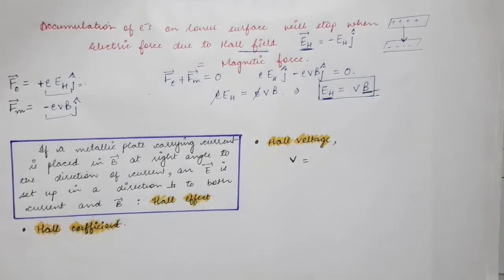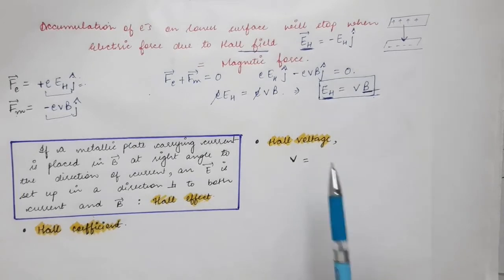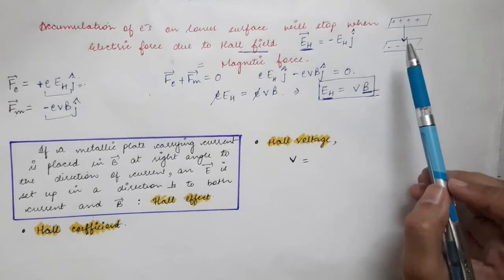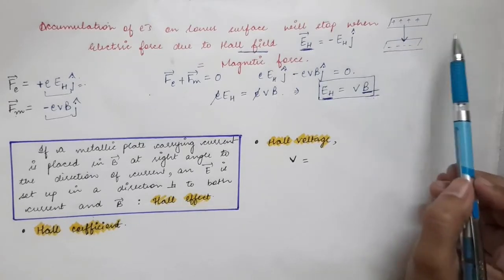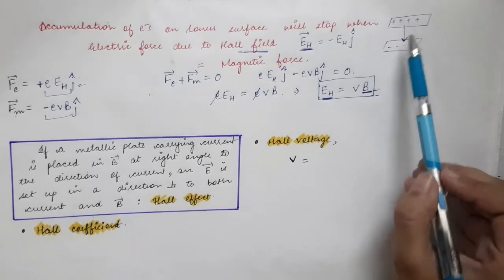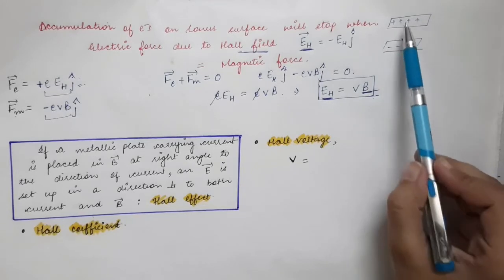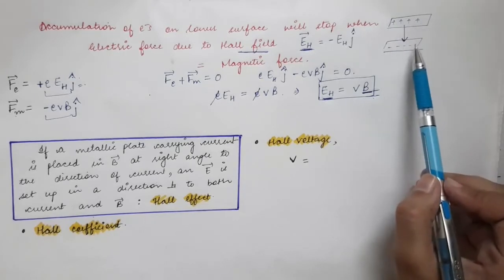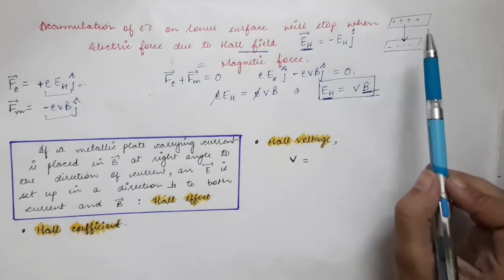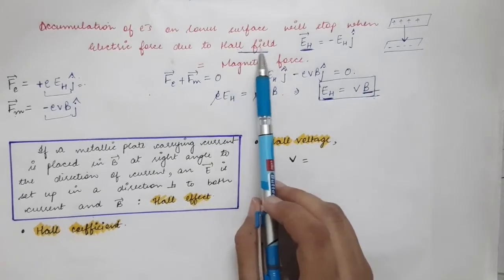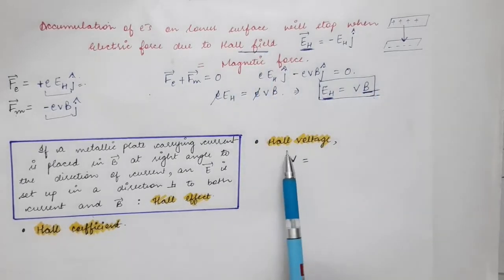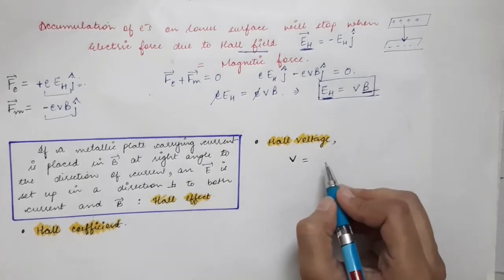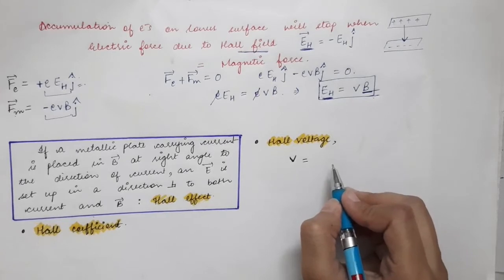In this case we also talk about Hall voltage. In a conductor placed in a magnetic field with current flowing through it, a Hall electric field sets up between the two surfaces of the strip. If there is an electric field, there is a voltage difference, and the voltage difference corresponding to this Hall electric field is called the Hall voltage. We already know voltage is given by electric field times the distance between the two electrodes.